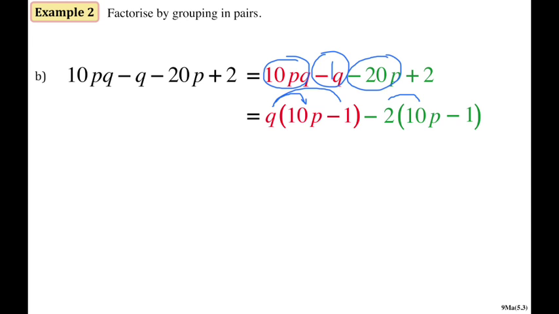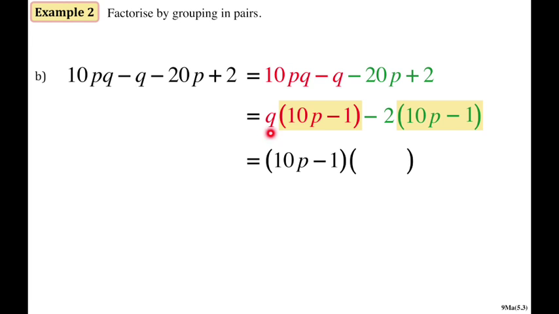And this is the bit that I wanted to make sure we highlight. A negative 2 times a negative 1 gives a positive 2. That means that that's all worked nicely. So now if I have a look at the question, 10p take 1 is in that bracket, 10p take 1 is in that bracket, common bracket. Write down the common bracket. And in my second bracket, what are the leftover bits? Q take 2. And if I expanded those brackets out, I would end up with the question. That's factorized by grouping in pairs.